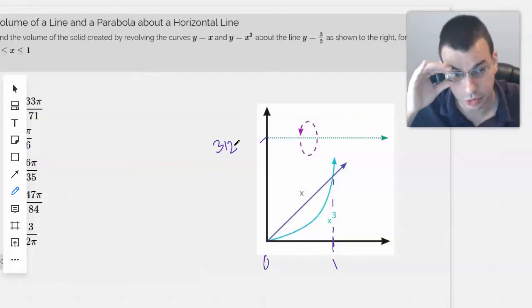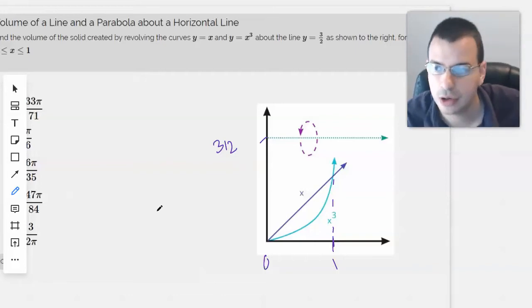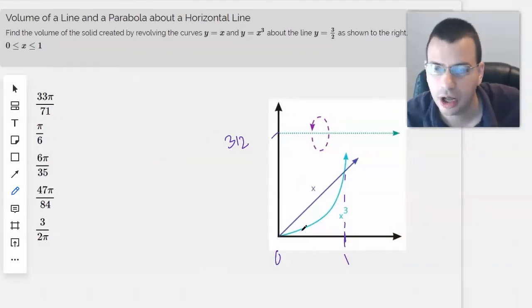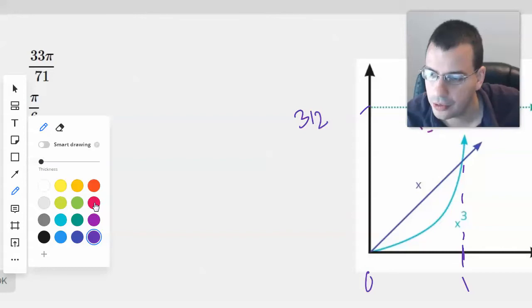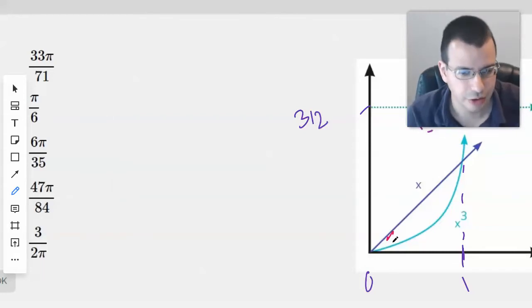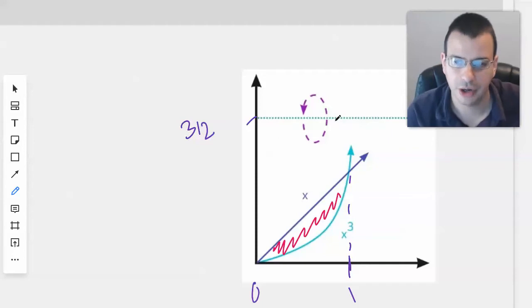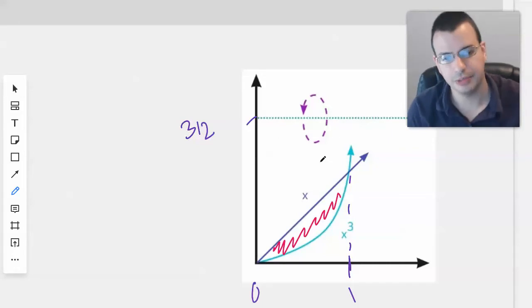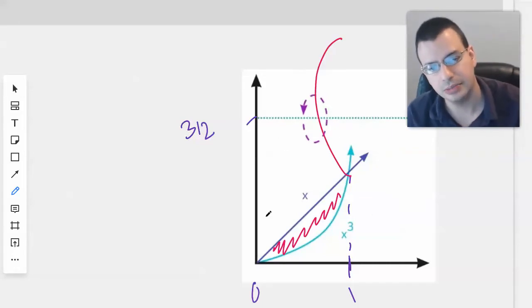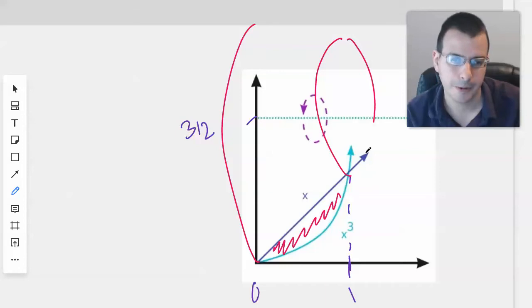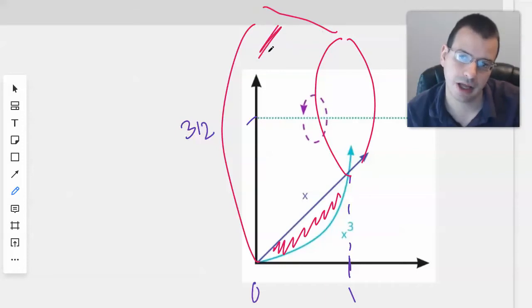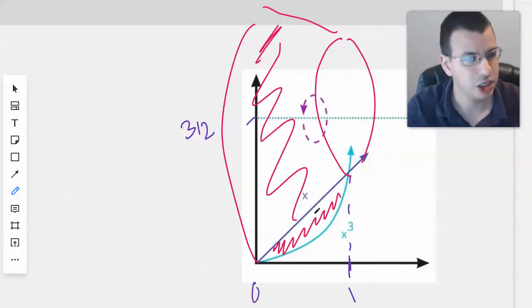So the idea here is we're going to have this region right here, and we're going to revolve it around this horizontal line y equals 3/2. So we'll get something that's kind of like this. Shade it in.